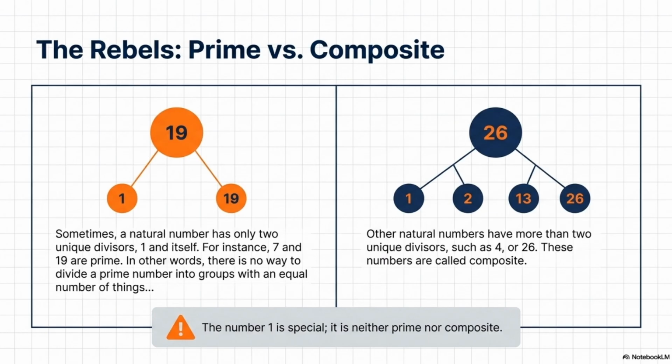Right. So establishing if a tiny number like 19 is prime is obviously easy. But the textbook gets into checking massive numbers. And if I have a target number in, say, the tens of thousands, I would logically assume I need to test every single number up to half of its value. Because clearly a number can't have a whole divisor larger than half of itself.